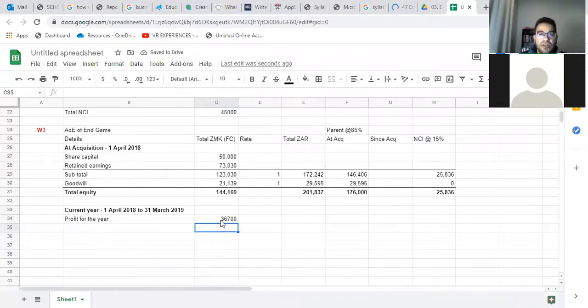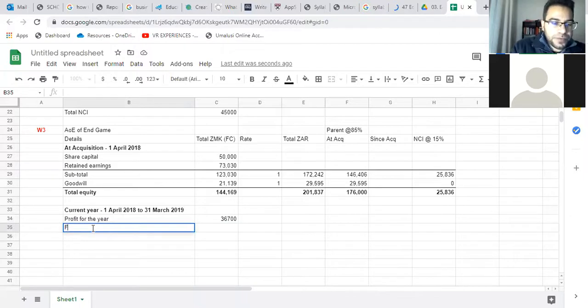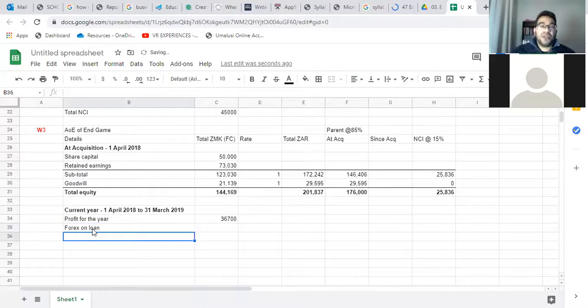Now we ask ourselves the question, okay, is there any adjustments that we need to make? So remember, the one adjustment is any intercompany transactions, and the answer is no. The second is, what was the second one? Fair value adjustments at acquisition, and the answer is there was no fair value adjustment at acquisition. And in this case, we need to adjust for the loan. Okay, so we're going to just say Forex on loan, and then don't forget there was a dividends.